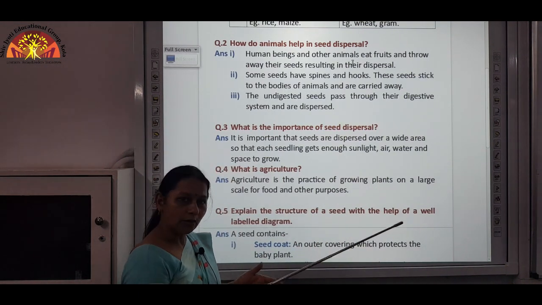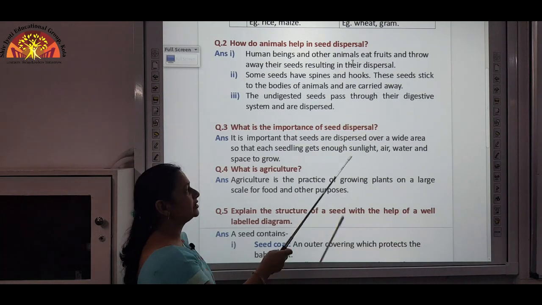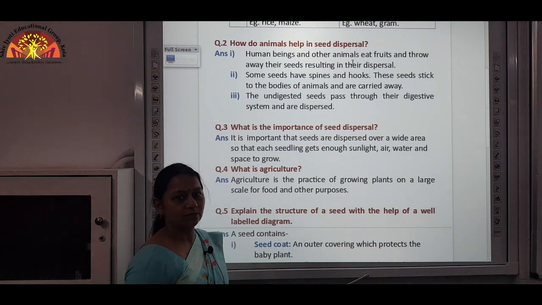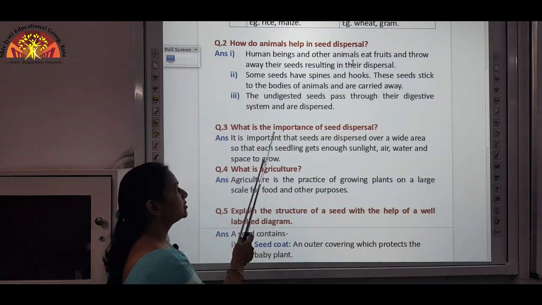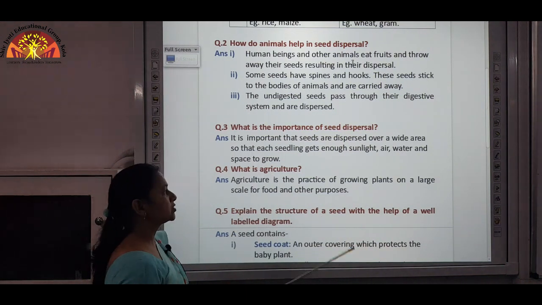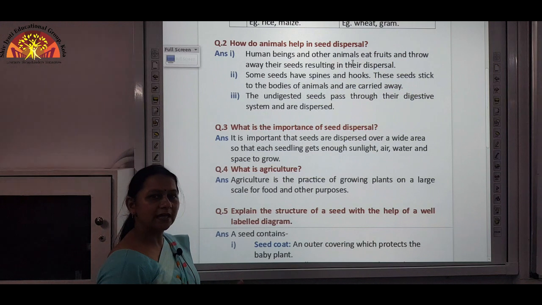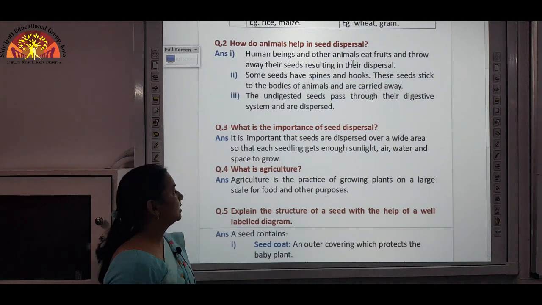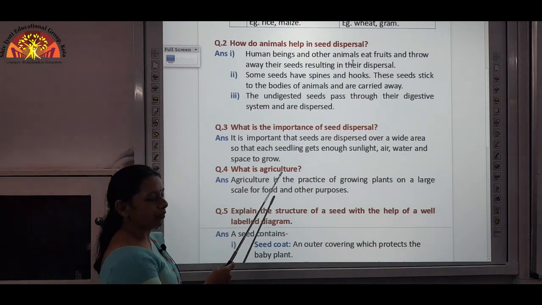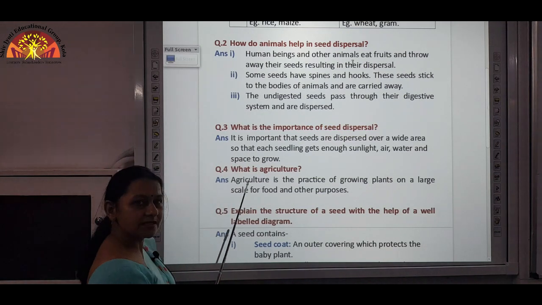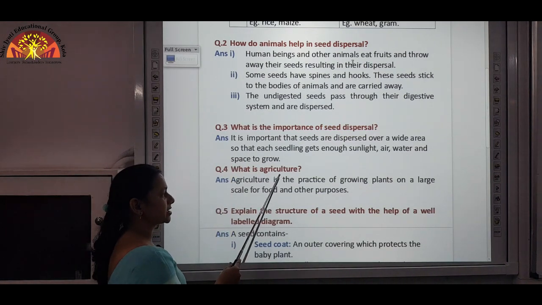If we grow them all together, they will be fighting for these and nutrients too. So, it is important to disperse the seeds so that they get enough amount of sunlight, air, water and space to grow. Okay. Next question is, what is agriculture?